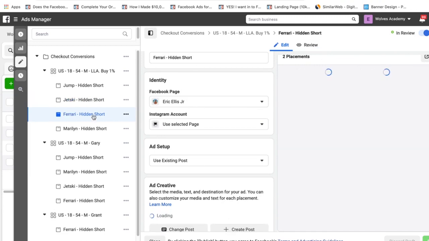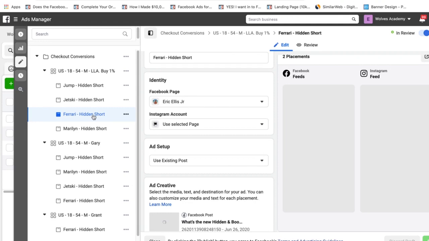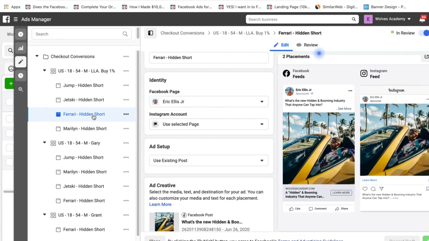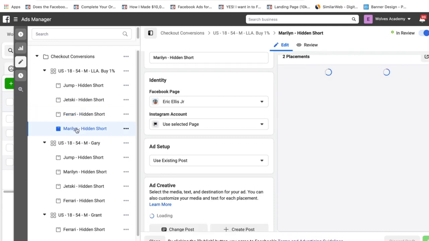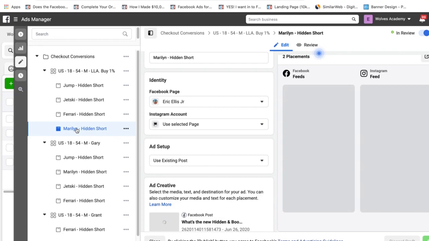So just to give you guys the campaign breakdown, we have one angle, one marketing angle, 2 different campaigns, 4 different audiences. So a total of 32 different variations. This is the thumbnail, which is basically me sitting in a Ferrari, and that's why it's called Ferrari. And if I go to this one right here, it's called Maryland, and the reason why it's called Maryland is because I have a Marilyn Monroe hoodie on.